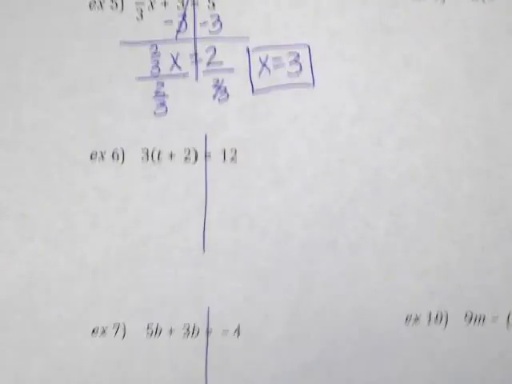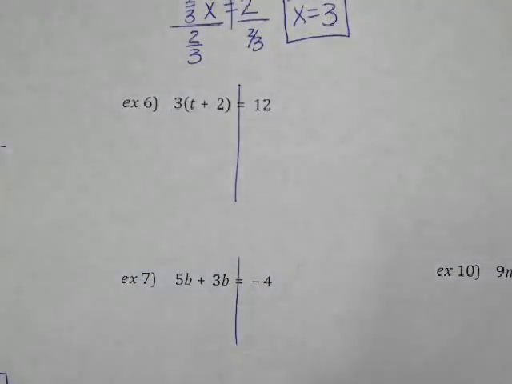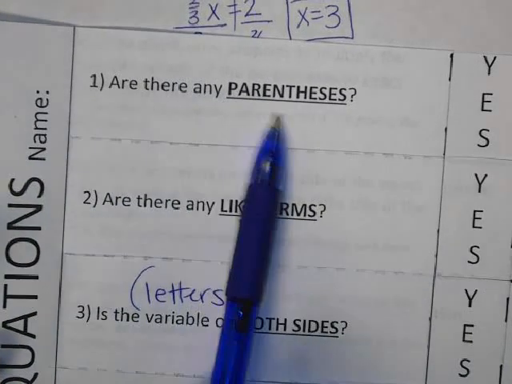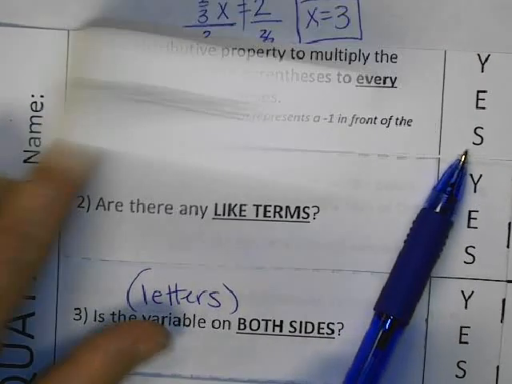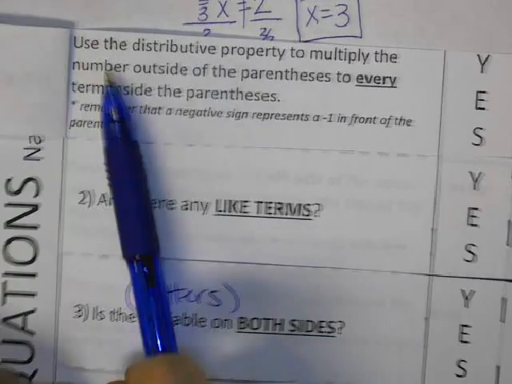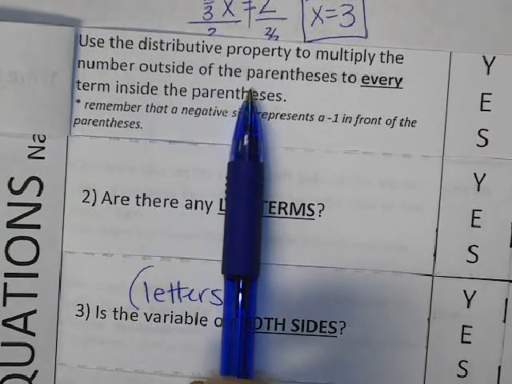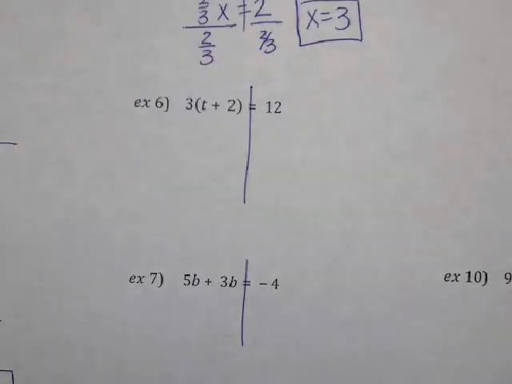Okay? All right. Example 6 is a little bit different. We need to go back to our card. What's different? Well, step 1 always says, are there any parentheses? So what do we do if we see parentheses? So you open this up and you say, oh, I need to use the distributive property to multiply the number outside of the parentheses to every term inside the parentheses.